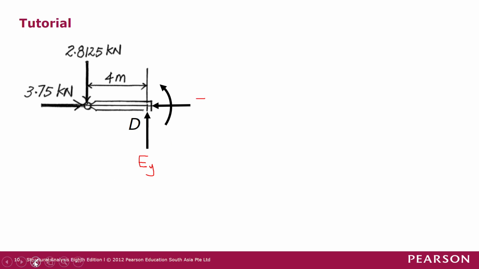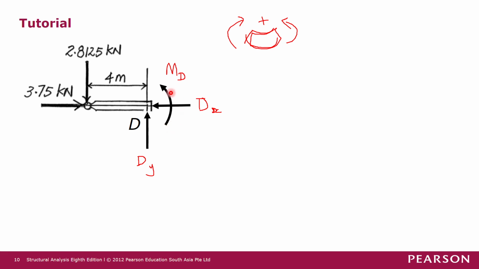This should be D, not E. Sorry, let me do the corrections here. So this is dy, and this is dx, and this is MD. Similarly, we use the positive bending moment convention to assign the assumed direction of MD. This MD is on the right hand side of the element, so we look at the bending moment direction on the right hand side of the sign convention. This is anti-clockwise, so we put MD as anti-clockwise.